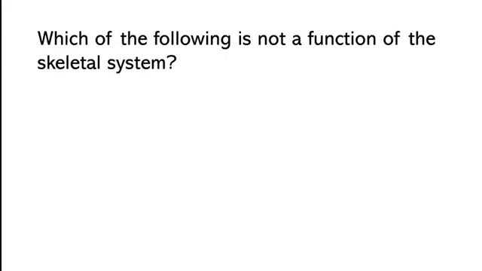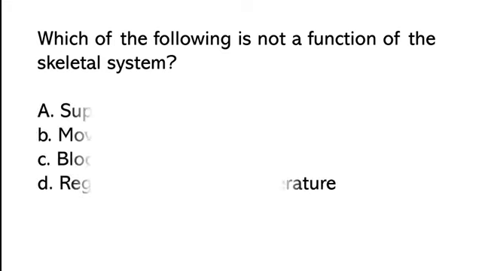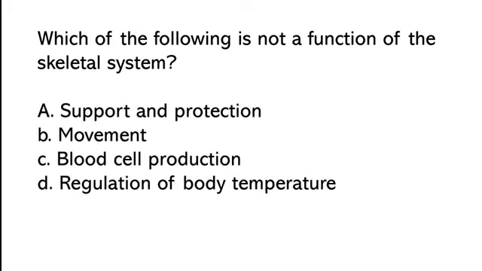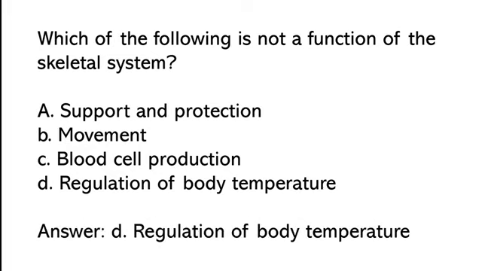Which of the following is not a function of the skeletal system? Support and protection, movement, blood cell production, regulation of body temperature. So the correct answer is option D, regulation of body temperature.